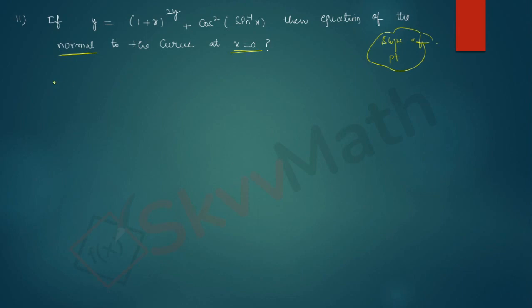What is the point? Point is x equals to 0. If you substitute x equals to 0, y is equals to 1 plus 0 is 1 to the power of 2y plus, here we get sin inverse 0. What is sin inverse 0? 0. Cos 0 is 1. So you get 1. 1 plus 1 is 2. So the point is 0 comma 2. At this point we have to find out equation of the normal.